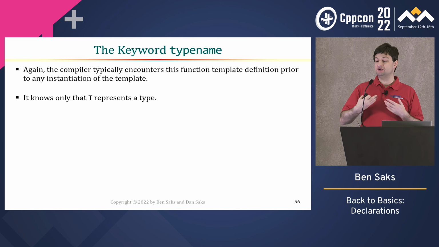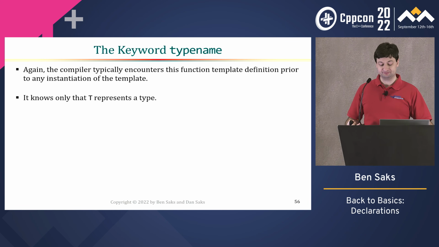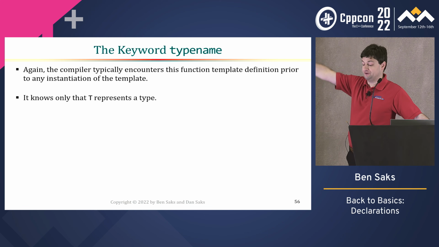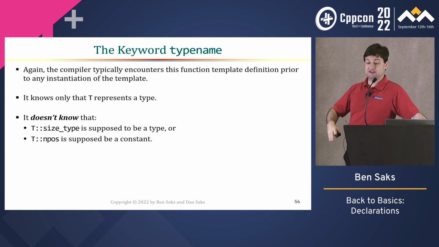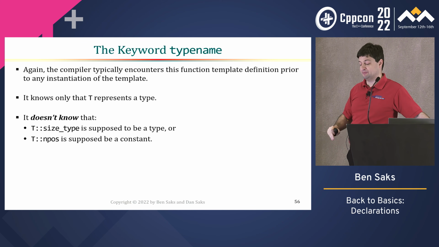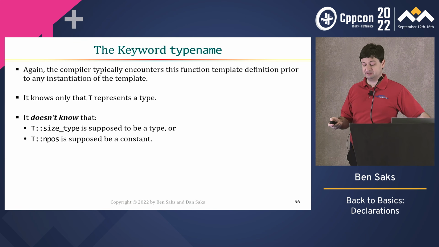But again, the compiler only knows what T is during that second phase of template translation. It won't know that during the first phase of translation; all it knows is that T represents a type. It can't see what T is going to be, so it can't see what T::size_type and T::npos are going to be at that point either. And without knowing those things, the compiler can't tell that T::size_type is meant to be a type, whereas npos is meant to be a constant.